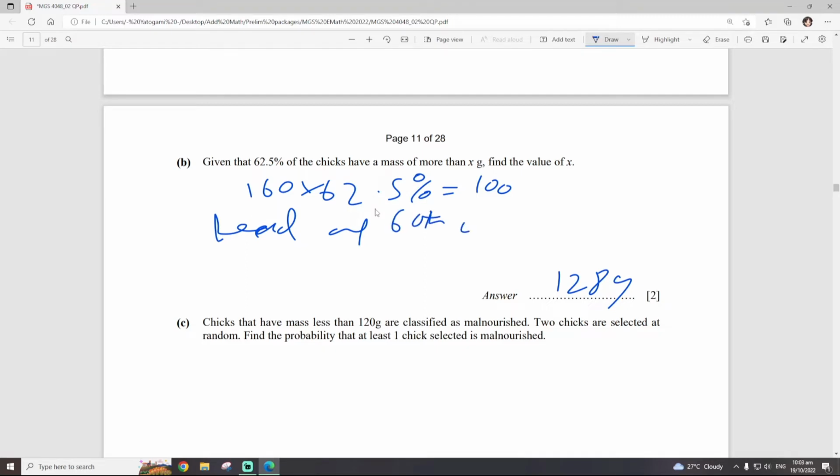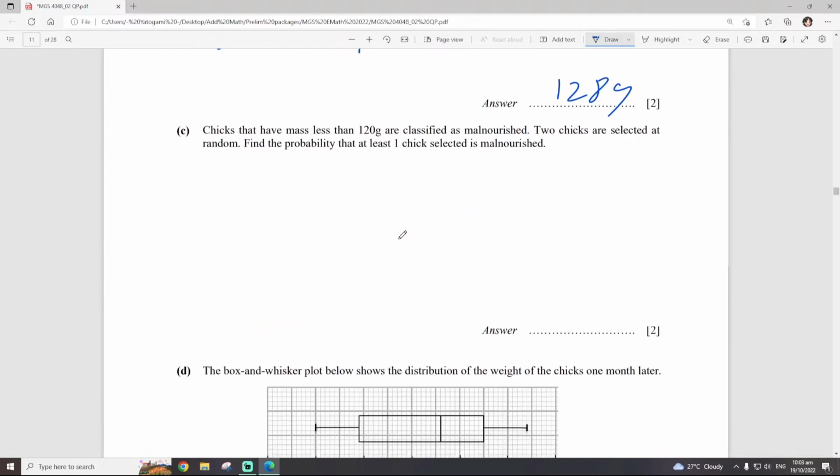Chicks that have mass less than 120 grams are classified as malnourished. 2 chicks are selected at random. Find the probability that at least 1 chick is malnourished.